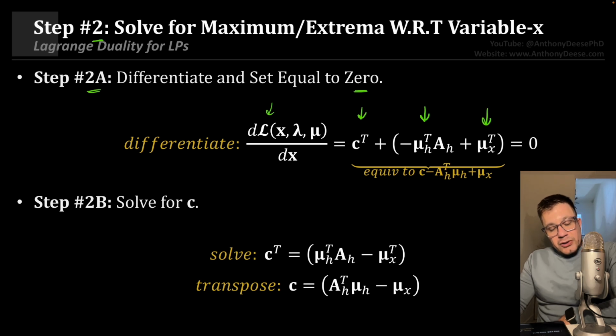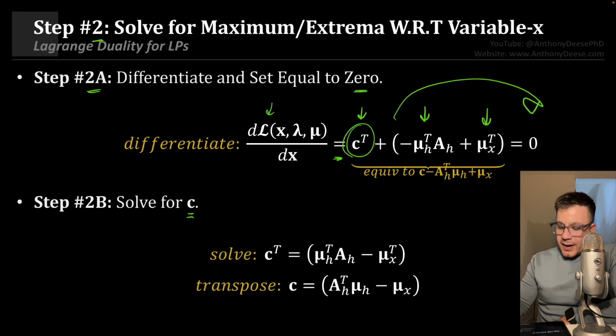Now there are different ways we solve these types of gradients each time. In this case, we're not putting it in terms of x, right? Our x has gone away, it's disappeared from this gradient. However, we can set up a new constraint which reflects that relationship. So we're going to solve for c, push everything else to the other side, and what we end up with is c transpose is equal to mu sub h times a sub h minus mu sub x, right?